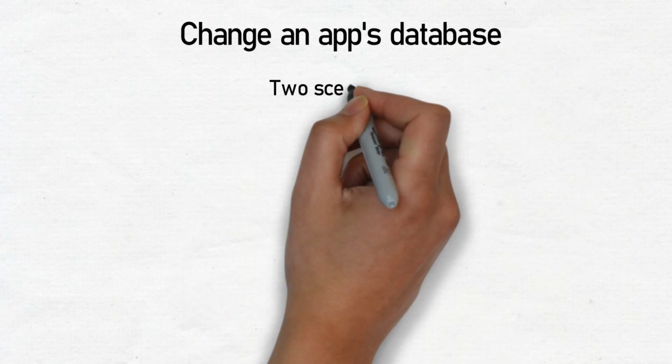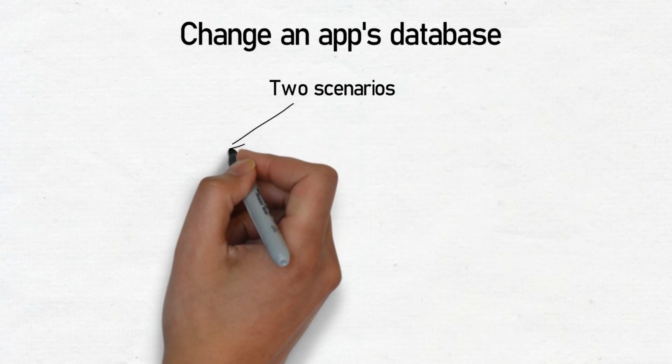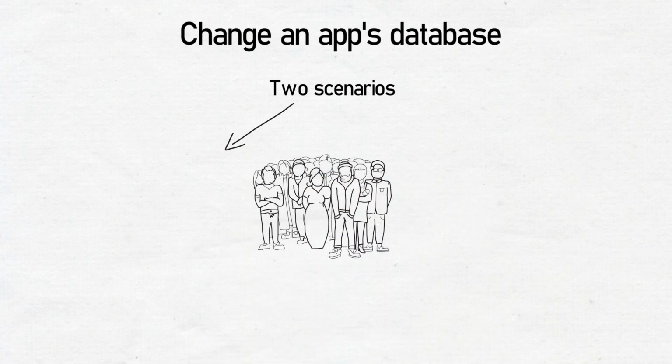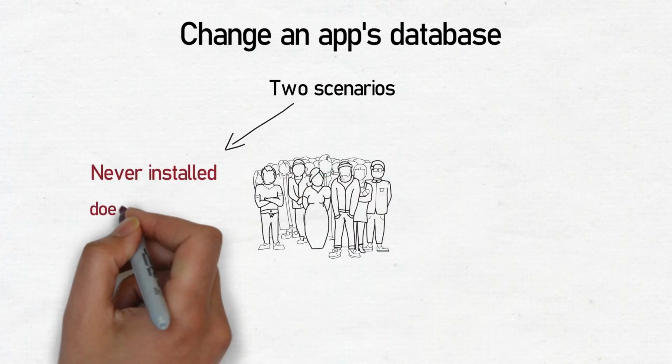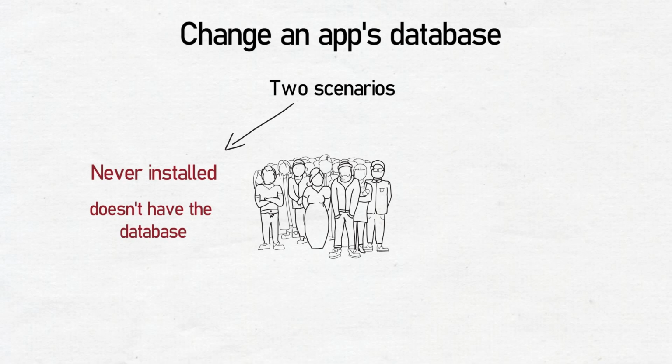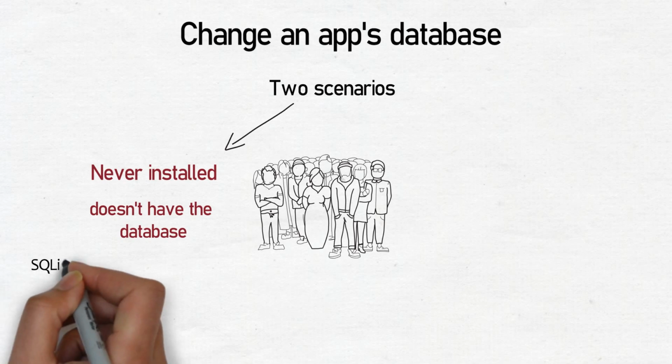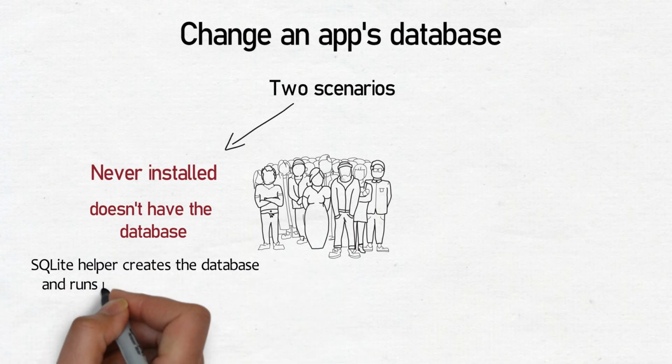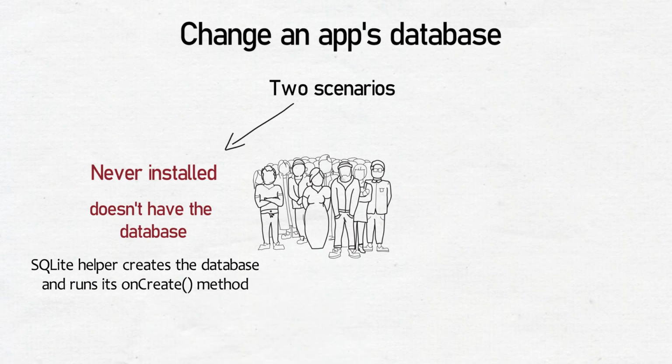When you need to change an app's database, there are two key scenarios you have to deal with. The first scenario is that the user has never installed your app before and doesn't have the database installed on his device. In this case, the SQLite helper creates the database the first time the database needs to be accessed and runs its onCreate method.